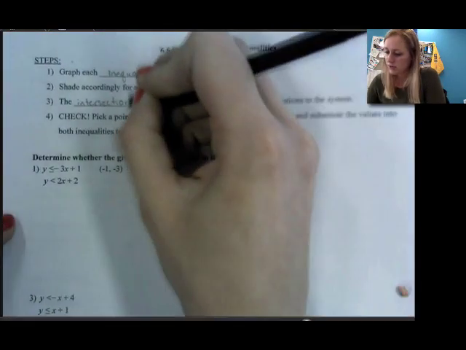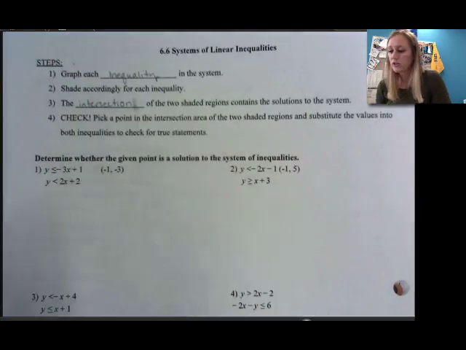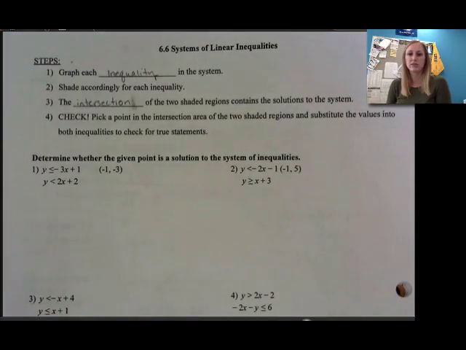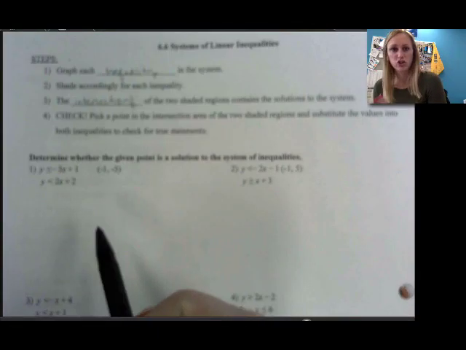And that's just one word, intersection. Okay, and then we can always check. We can pick a point in that shaded region to check and see if it's a solution. Just like with our systems of equations, it has to work for both in order to actually be a solution. So we're going to just practice checking solutions here.